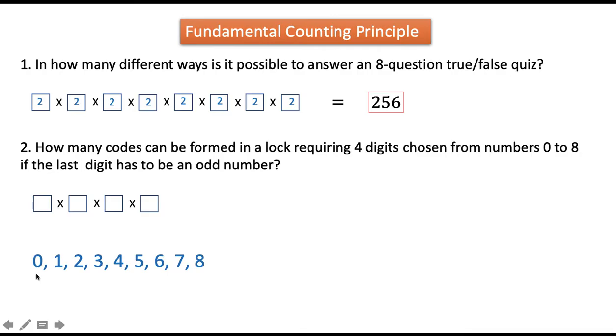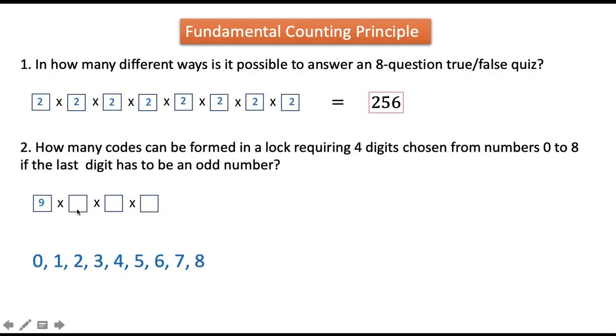How many numbers do we have here? So 1, 2, 3, 4, 5, 6, 7, 8, 9. So there are 9 different numbers that can be written in our first digit represented by this first box. Therefore, we will write 9 here because there are 9 possible numbers that can be written there.